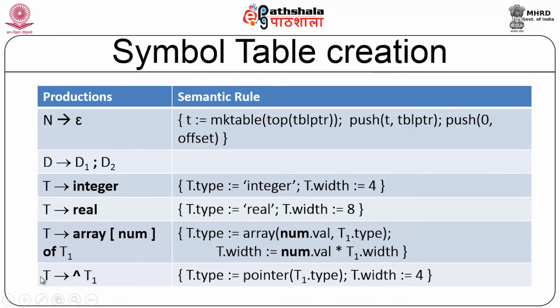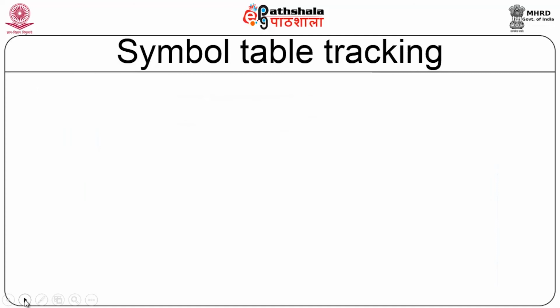And this is T produces arrow T1. In that case, it is going to be a pointer of T1 dot type, and width is also going to be 4. So, this is one more rule which you can append.